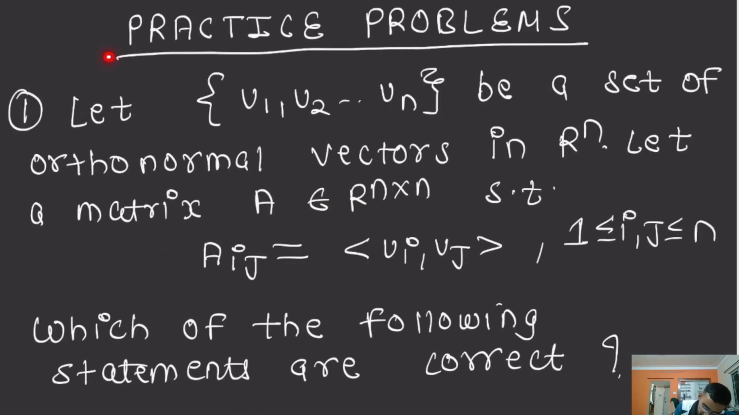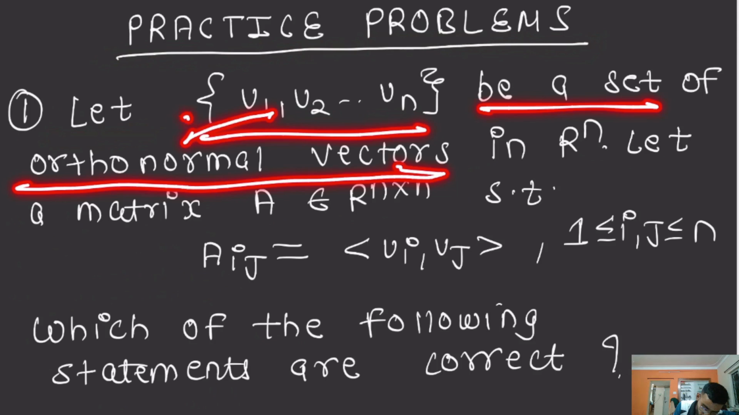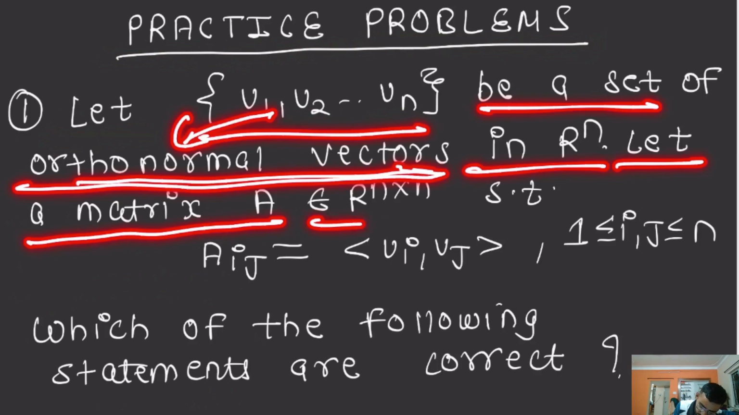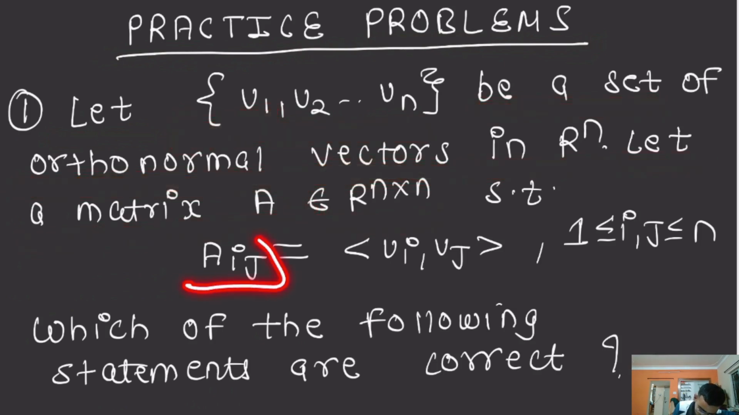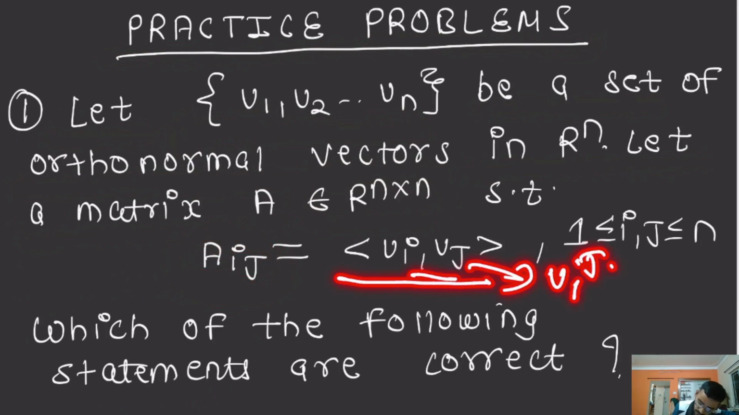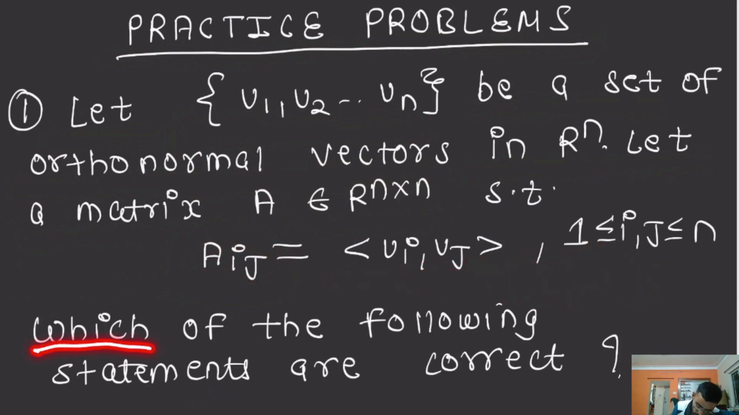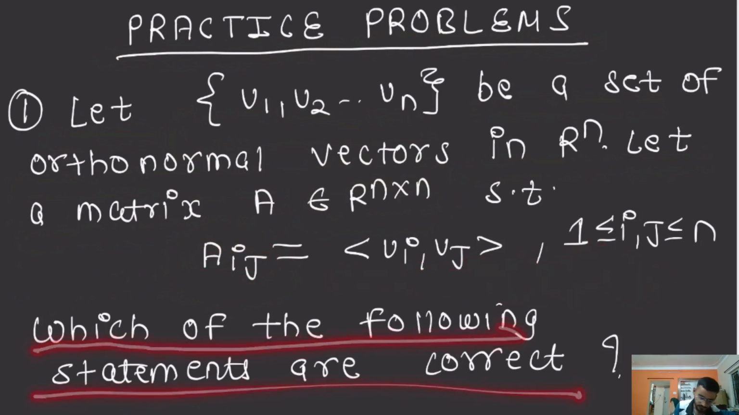Now moving on to some practice problems related to the concepts that we have seen. The first one is: let u1, u2, up to un be a set of orthonormal vectors in Rn. Let A be a real matrix defined such that the ijth element of A is the inner product of ui and uj, which can be written as ui transpose uj. We need to find which of the following statements are correct.